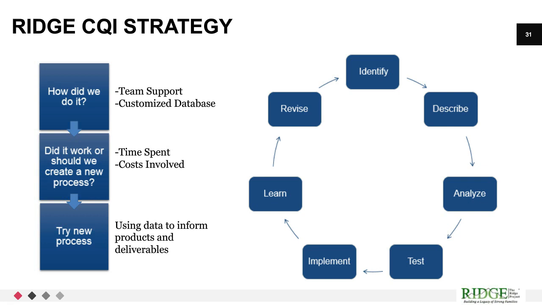And so we identify what it is we want to do and then describe it. If you look at this wheel here, this continuous improvement, we describe, hey, this is really what we want to do, and we think that this will work. And then we analyze, okay, why do we think this is going to work? How do we think it's going to work?